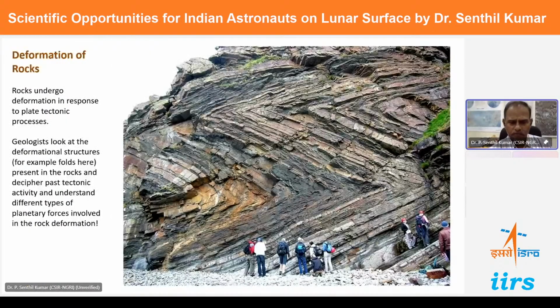For example, on Earth, geologists go and visit the rocks and look at the structures found inside the rock and try to understand how Earth behaved in the past. So visiting the rock exposures is very important for the moon. That's why astronauts have to go to the moon and look at the rocks. That's a very important task.